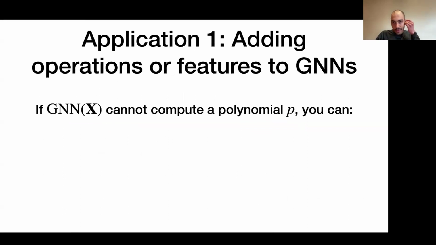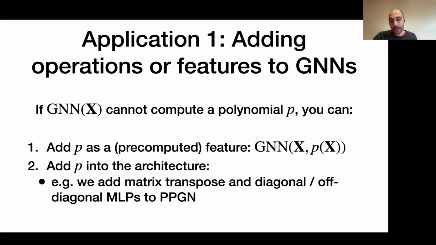So a couple applications of this. Application one, why would you want these polynomials? Well, if you have a GNN architecture that cannot compute a polynomial, you could add that polynomial as a pre-computed feature and make the GNN potentially more powerful. We can also potentially integrate the polynomial into the architecture. For example, you can add a matrix transpose to your architecture, and this was done previously in PPGNs. But just as an example, if we have a sense of what these polynomials are and we know that a GNN can't compute it, we can potentially make our GNN more powerful by leveraging it.